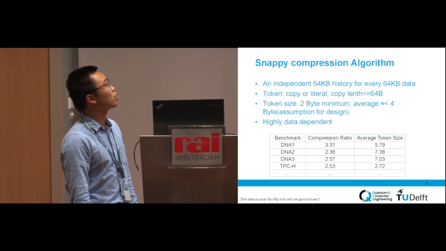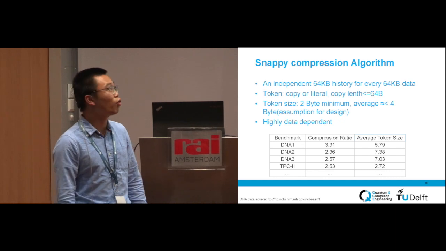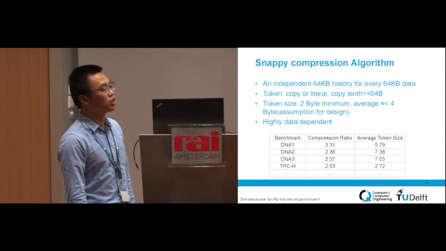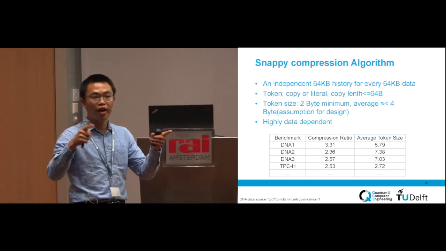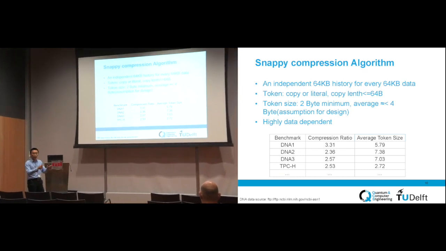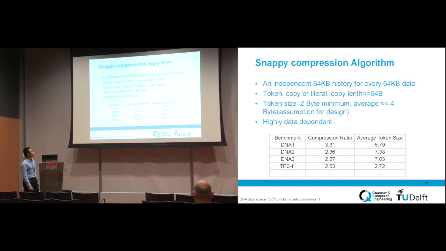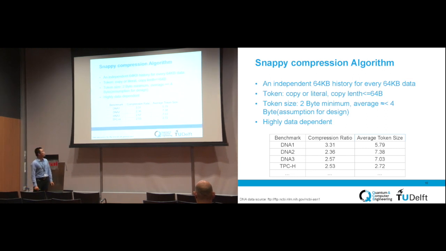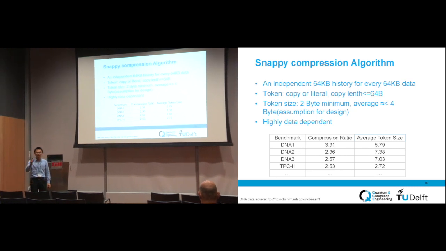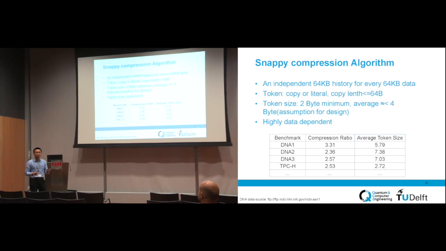So for the tokens, there are two types, copies and literals. The data length does not exceed 64 bytes, and we also did some calculation on the size of the token. The token size varies. Some tokens are 2 bytes, some are 3 bytes, some are 4 bytes. For the literal, if we count the size of the original data, then the size of the token will be much larger. The average here is a little bit less than 4 from a couple of benchmarks. And the data is highly dependent. That means one token needs to read data from the last token.